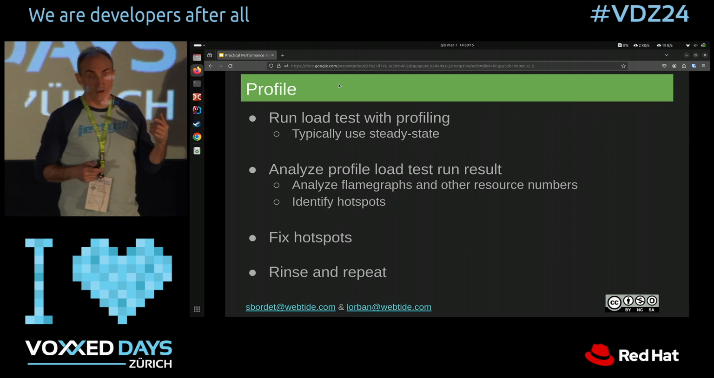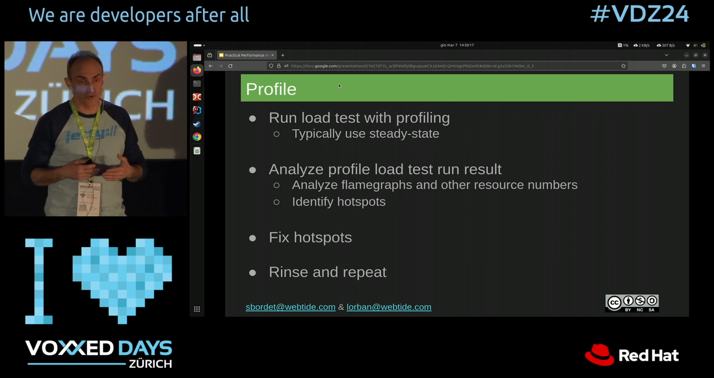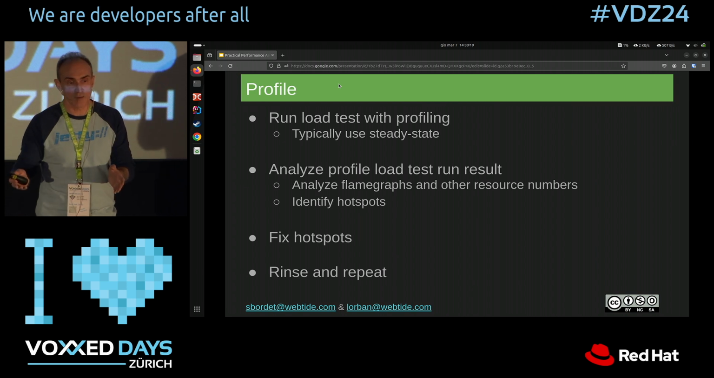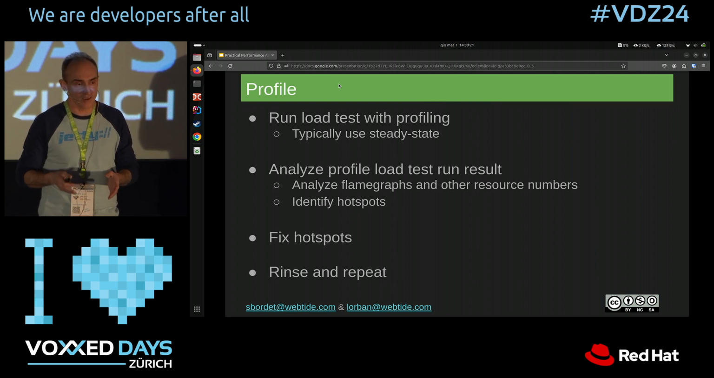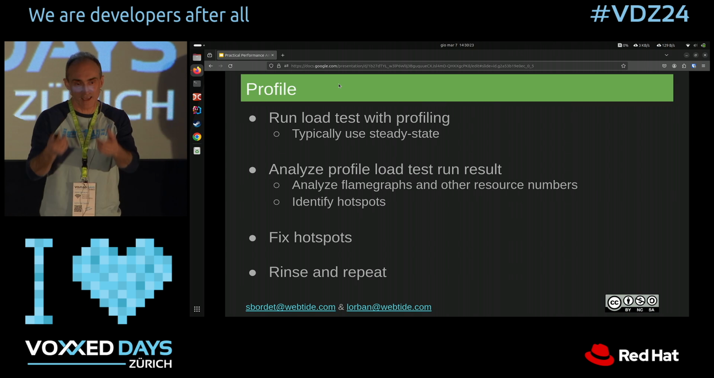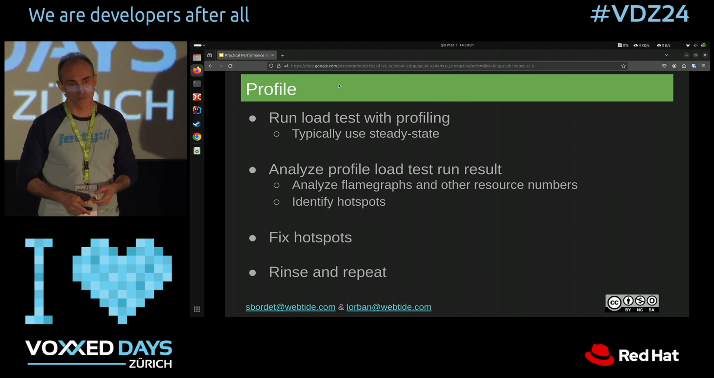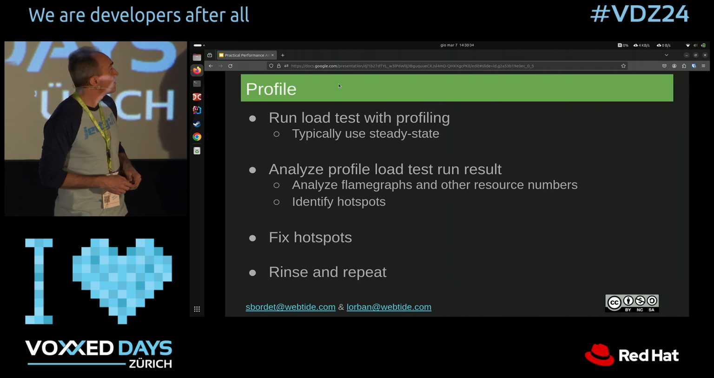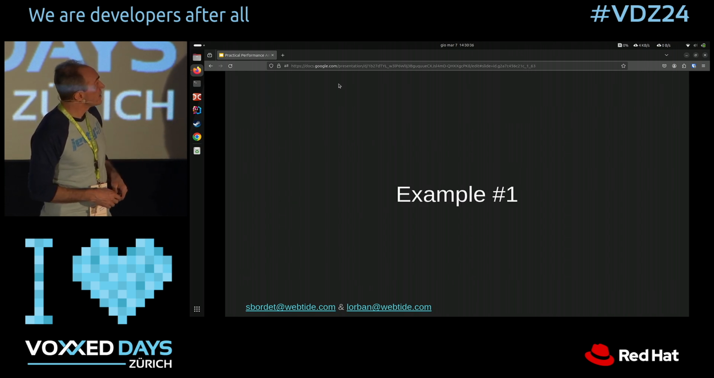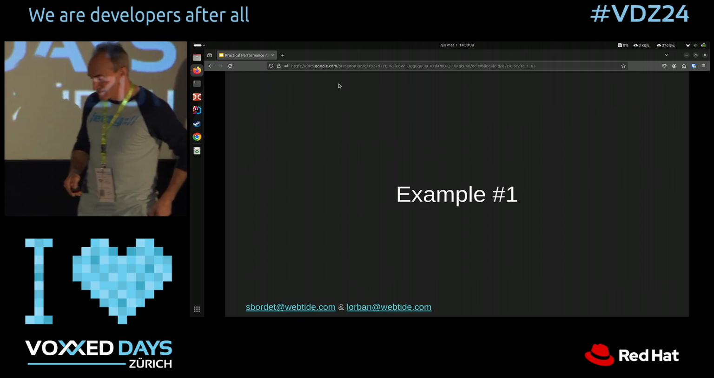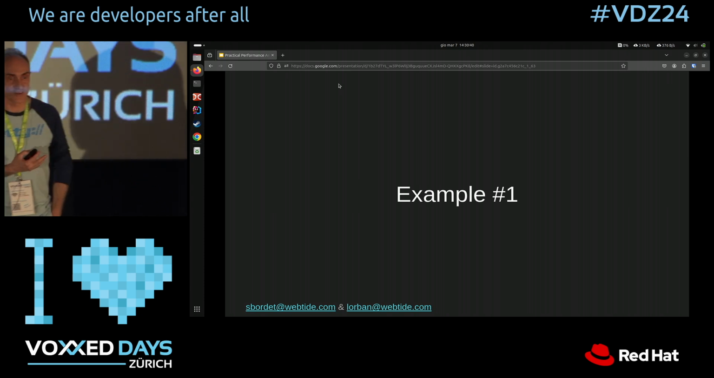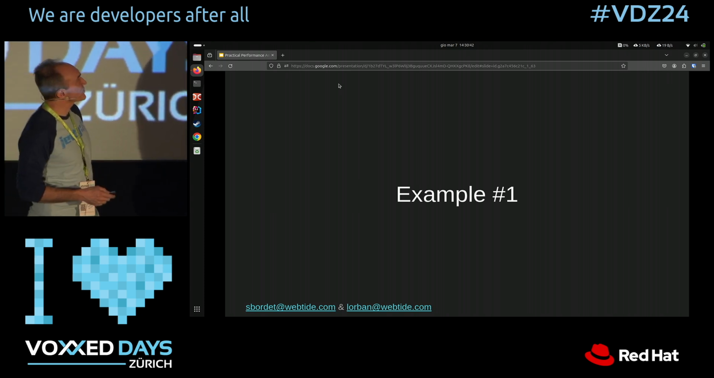So once you have a profiling session, you run the load, you see the flame graph, you find the problem, you fix the problem, you run the load test again, you produce another flame graph, you find another problem, you fix the problem, and rinse and repeat in this way, right? So it's a typical cycle of performance fixing. So let's go into some examples, because this is the theory, but let's see some real world examples.